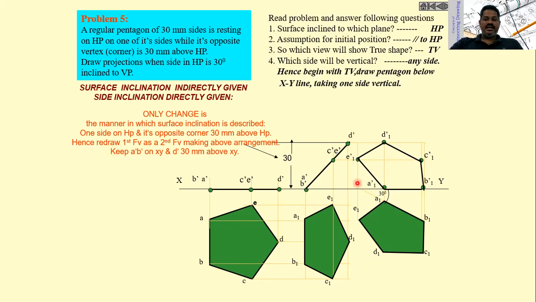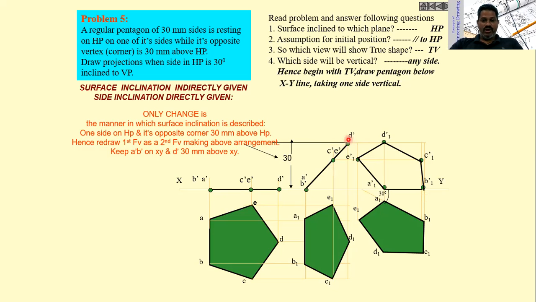Then the condition given in this problem is one end of the pentagon is at a height of 30 mm from the horizontal plane. Locate the 30 mm point from the horizontal plane. Then name that point as D1. Then locate the points C1, E1 by using the compass on this line. This will become the front view when one end of the pentagon is at a height of 30 mm from the horizontal plane.